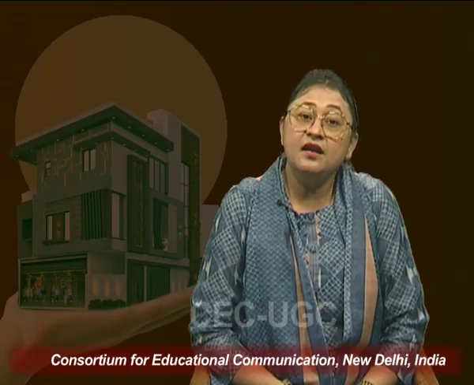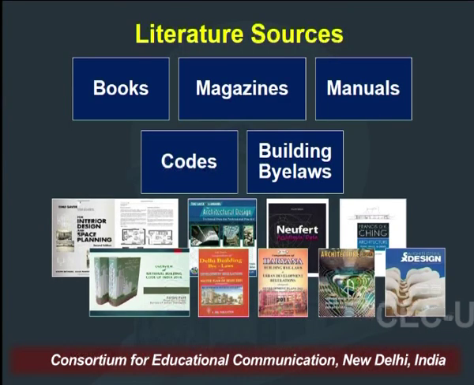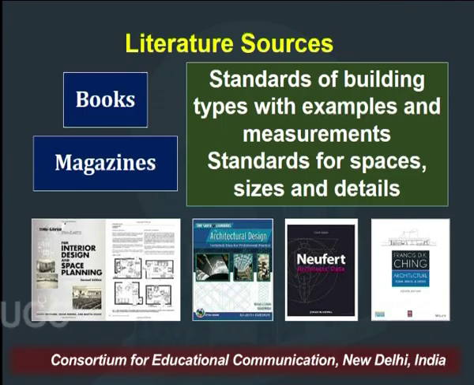The literature sources are important, which are books, magazines, manuals, codes and the building bylaws. Books which give the standards are usually referred to in architectural and design practices, such as the Time Saver Standards and Neufert's code, and the codes and the bylaws are again at the national level. It is the National Building Code, and at the state level the Haryana building bylaws, Delhi building bylaws, and different types of magazines and manuals.